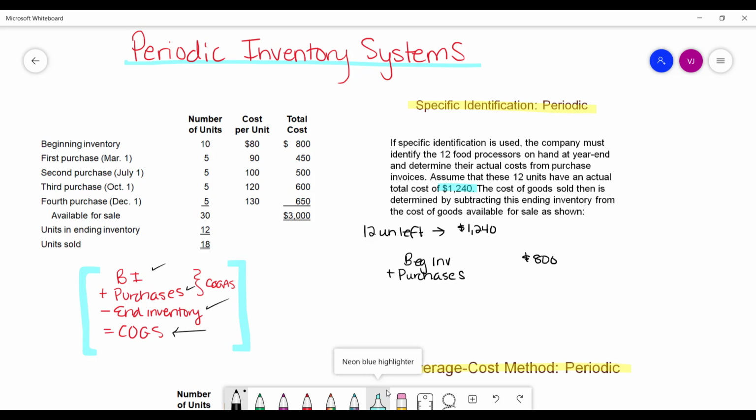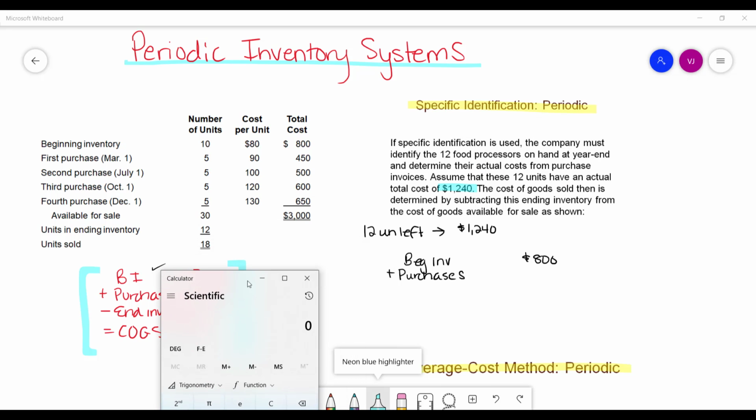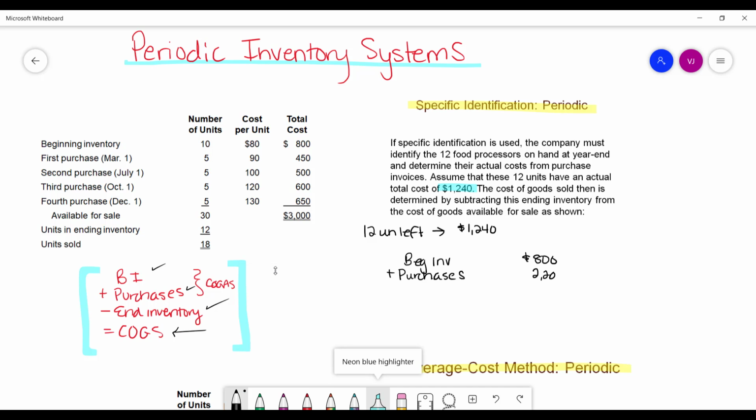So we have several purchases here. So we have 1, 2, 3, 4. So we have 4 purchases. So let's go ahead and add those purchases together so we don't have to necessarily list them all there together. So we have a purchase of $450 plus a purchase of $500 on July 1st, then another purchase of $600 on October 1st, and then another purchase on December 1st of $650. So there's total purchases of $2,200 made throughout the year. So 800 plus 2,200, that is cost of goods available for sale, which we have here of $3,000.